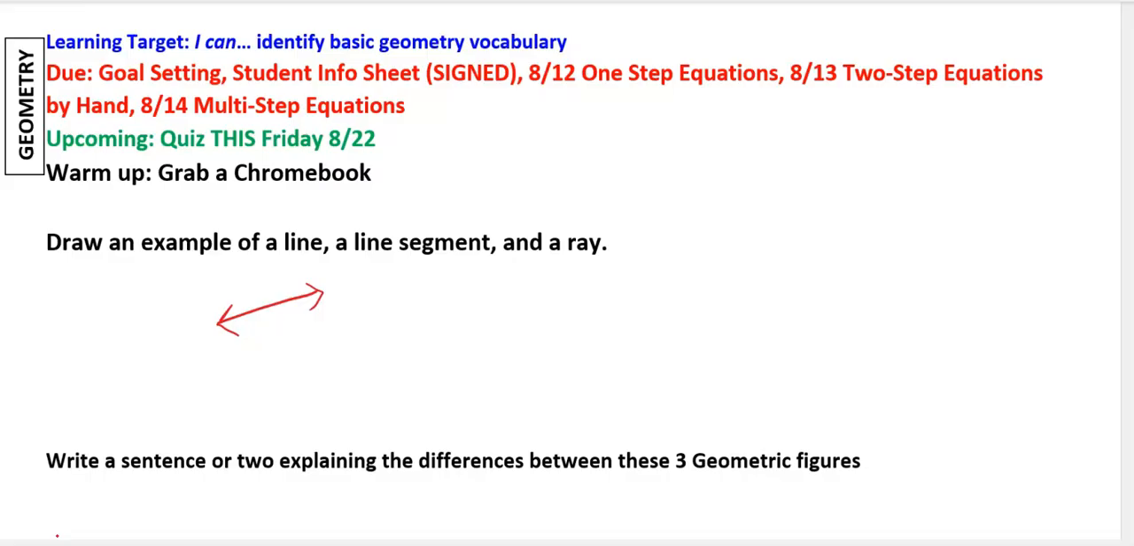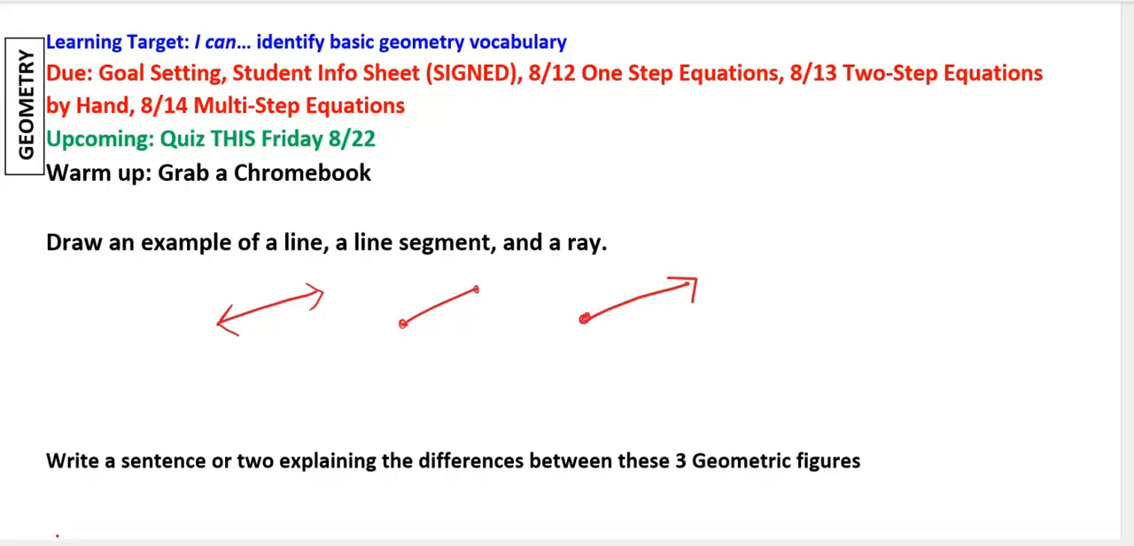Then a line segment, what about that one? The segment does have endpoints, no arrowheads, right? So a line segment looks like this, basically. And then what about a ray? Okay, one of each, right? One endpoint, and it goes one direction with an arrowhead.